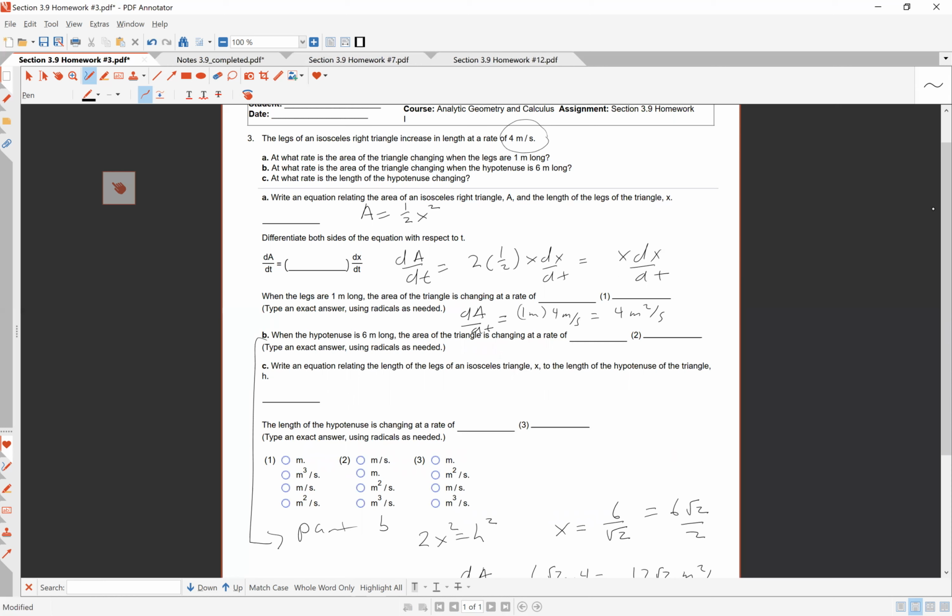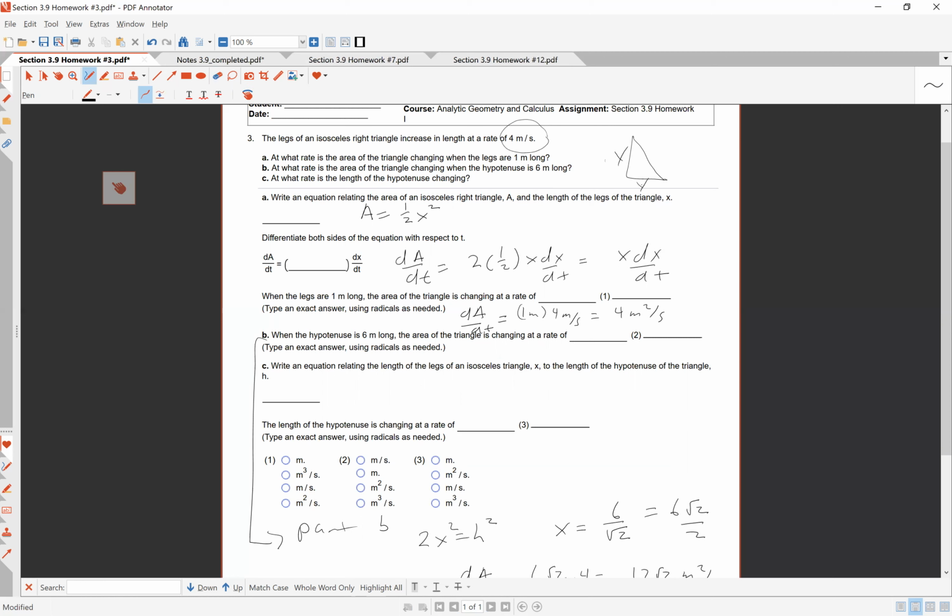And so when the legs are 1 meter long, what is the rate of change of the area? Well, we need to somehow relate area and the side of the triangle. So we're just using that right triangle formula. Each side is x.